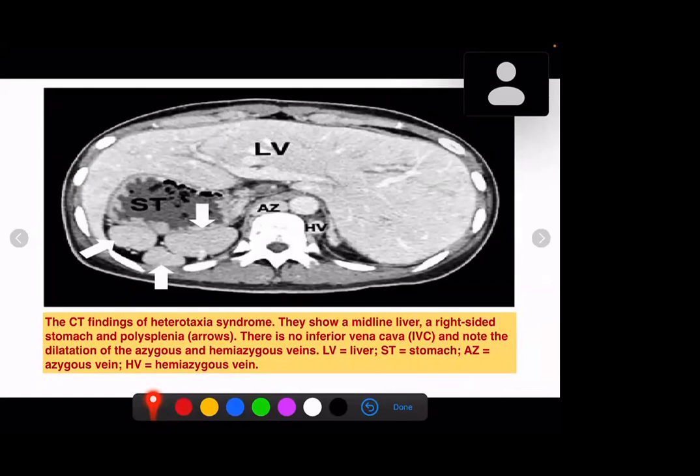The CT scan of a left isomerism shows a huge midline liver with contrast. We have the stomach on the right side, and we have polysplenia, multiple small spleens. And there is no IVC, as we can see: you have the azygous vein on the right side and the hemiazygous vein on the left side. And there is no IVC.